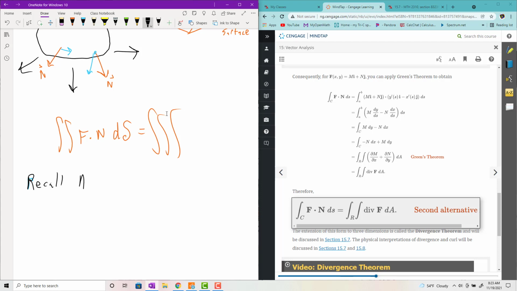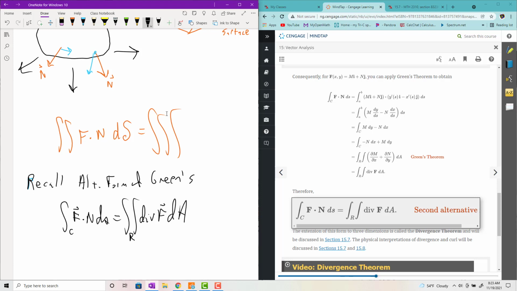Okay, so recall the alternative form of Green's theorem, which says that the line integral of the vector field on this curve S can be rewritten as a double integral over this region R of the divergence of f dA. And that turns out to be what we want.